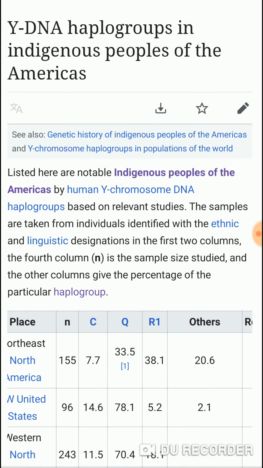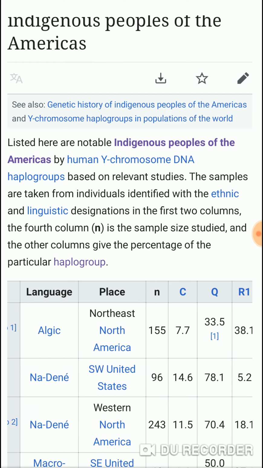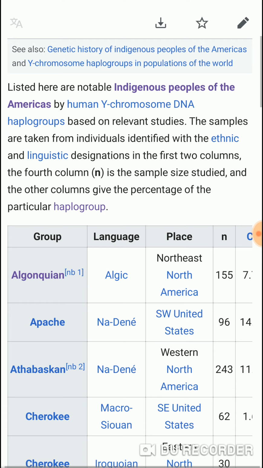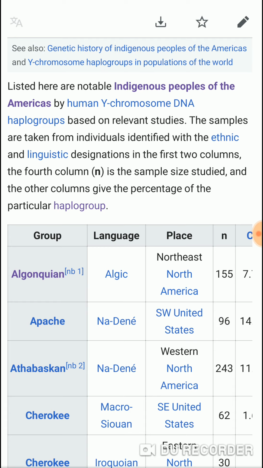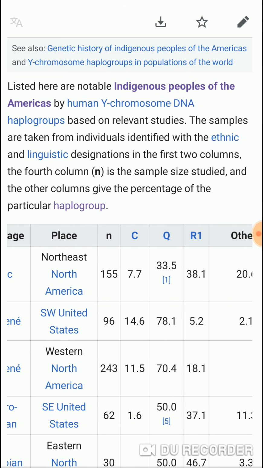So these are the only haplogroups that you have, and then you have others. Normally, if our people was here in the sample, they will be located on others with E1B1A, but that's not the case. So let's get into some of these frequency counts. So Apache is a common known American group of Native Americans, and they were a high frequency under Q.